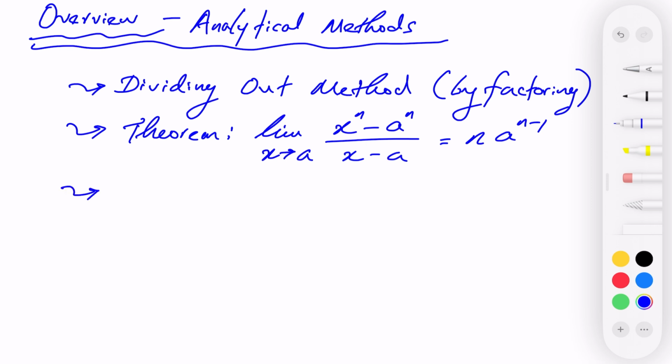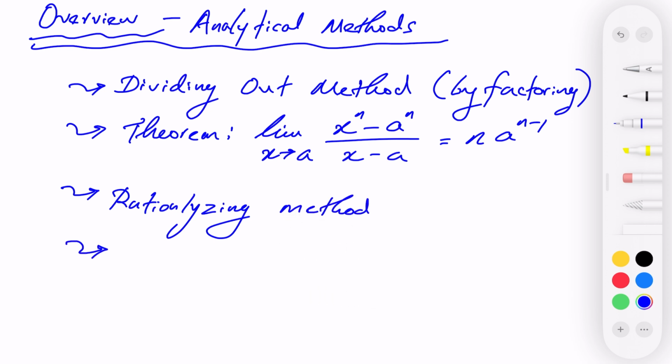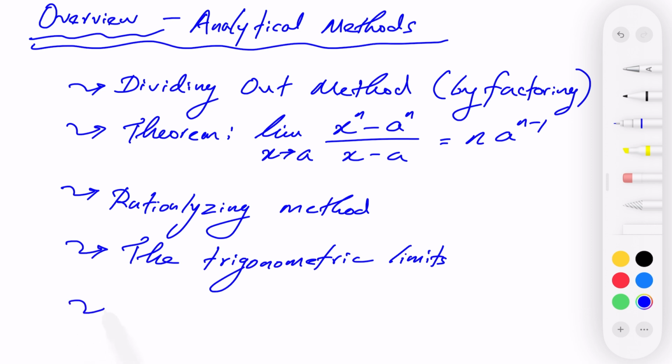After these two methods, we will discuss a third method called rationalizing. We rationalize the irrational functions, so I will simply write it as the rationalizing method. And then we will look at the trigonometric limits. There will be two theorems associated with the trigonometric limits. And finally, we will also look at limits at infinity. All right, that's an overview of all the analytical methods that we are going to discuss during this lecture and maybe the next two lectures.